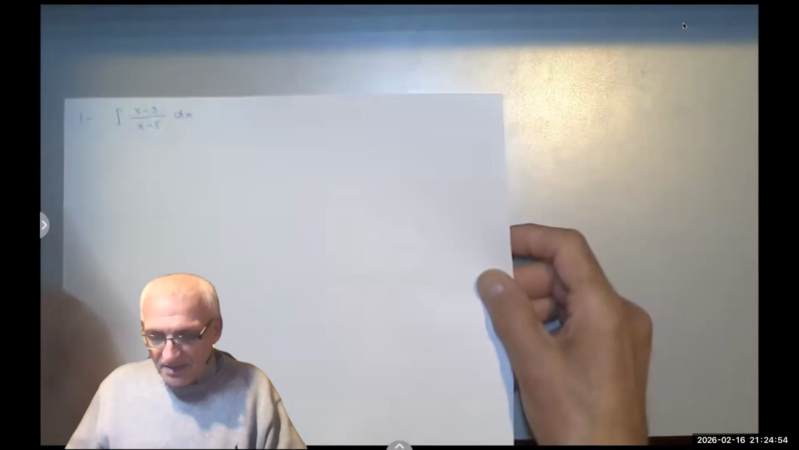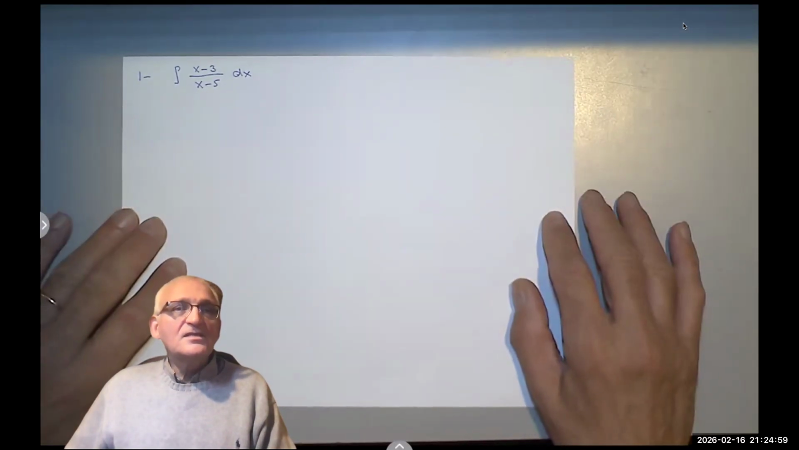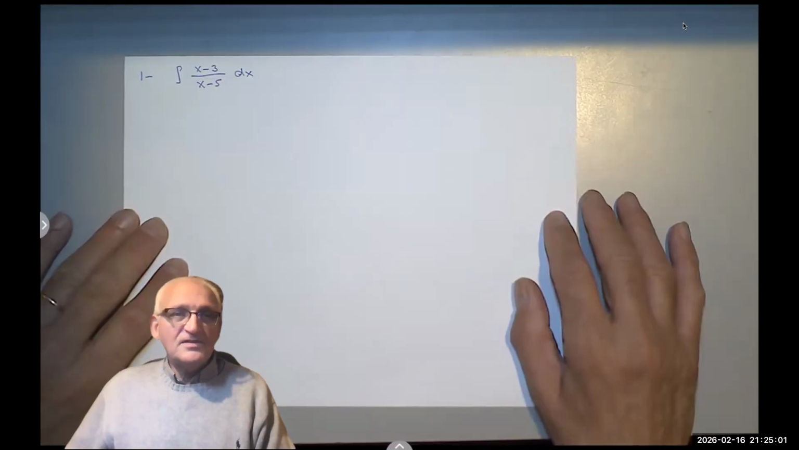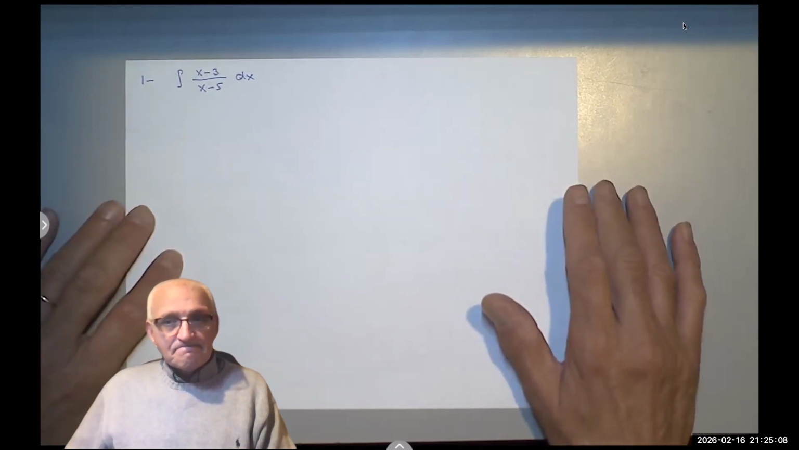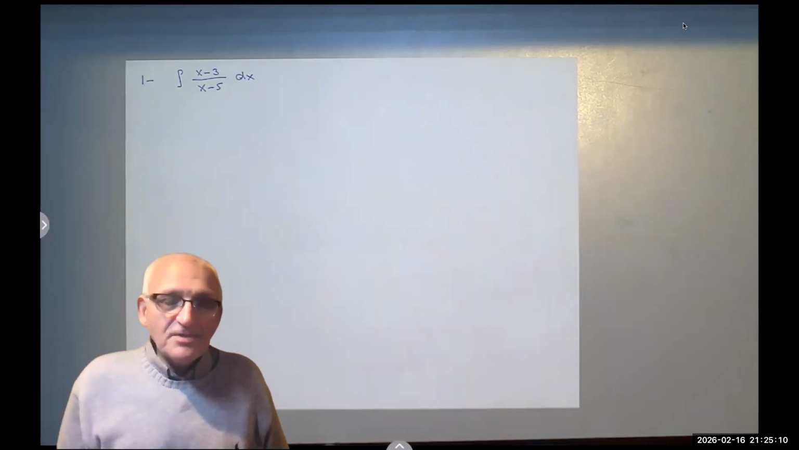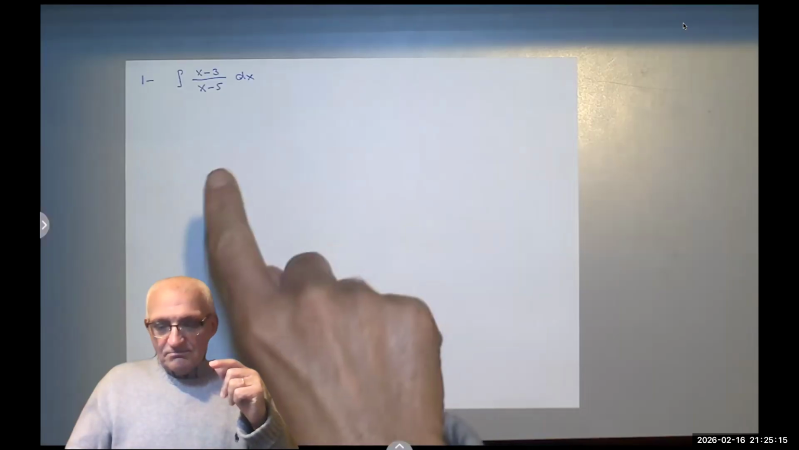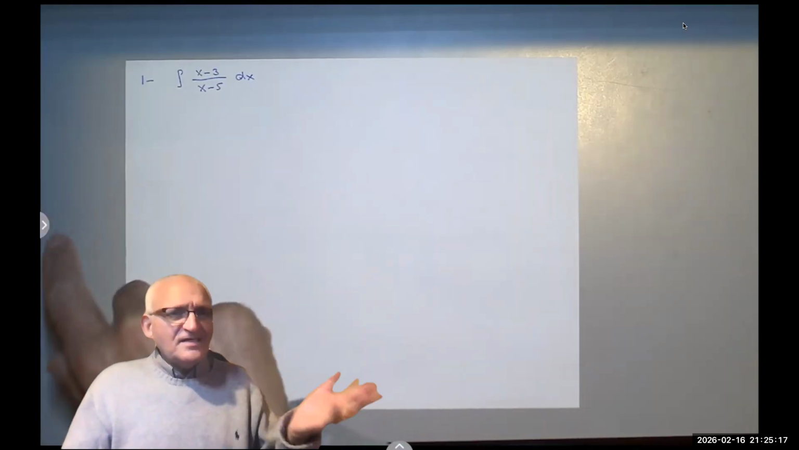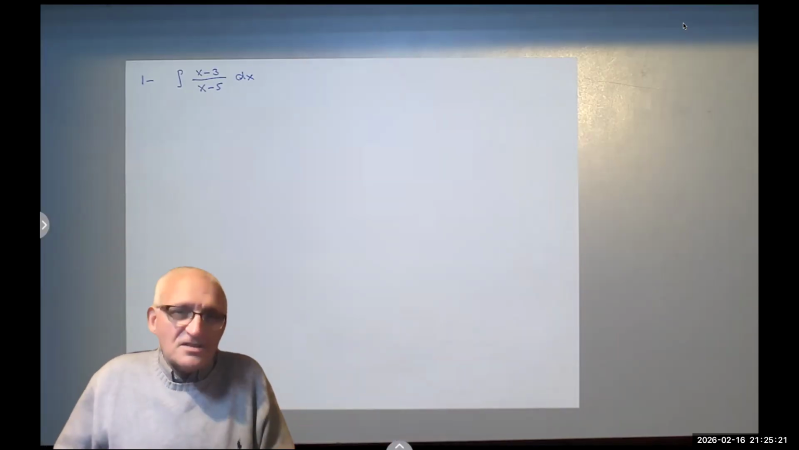Okay, so the first one should be pretty straightforward. I just made up some function. I want to integrate x minus 3 divided by x minus 5 dx. So that shouldn't be any problem at all, right? But how would you do it? Because I've seen most people would use substitution and say let u equals x minus 5. I want to show you that you really don't need substitution.